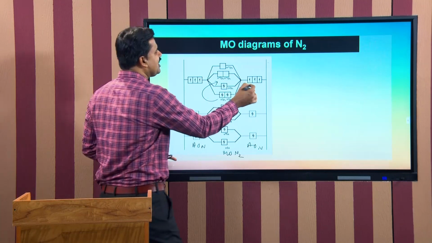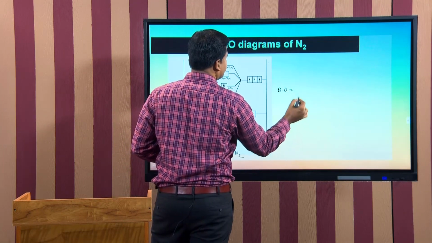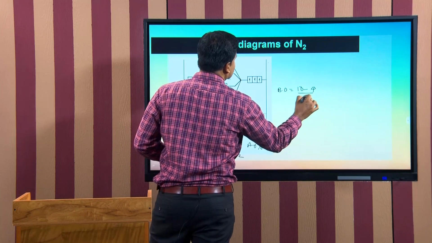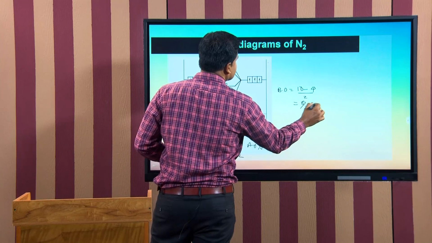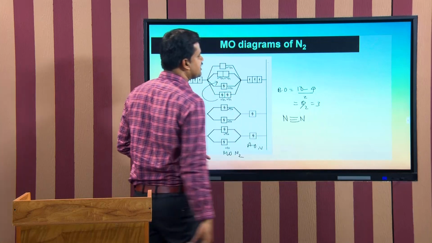So whenever we are evaluating the bond order, we get the bond order value equal to 10 bonding electrons minus 4 anti-bonding electrons divided by 2, that is 6 by 2, that is equal to 3. That simply means a triple bond exists between the two nitrogen atoms.